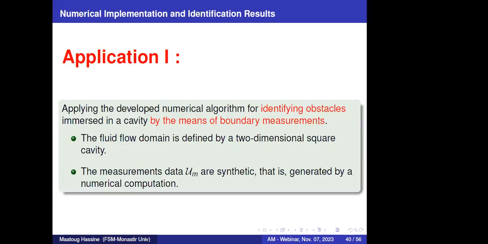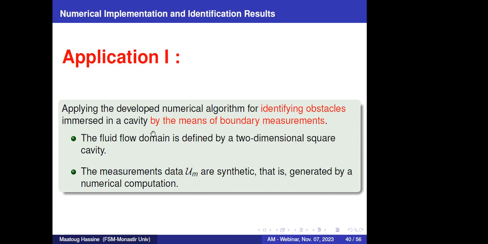So we'll use this numerical approach for identifying some obstacles from measurement of the velocity on the accessible boundary. As a first application, we'll apply our developed numerical algorithm for identifying an obstacle immersed in a cavity by means of boundary measurement.